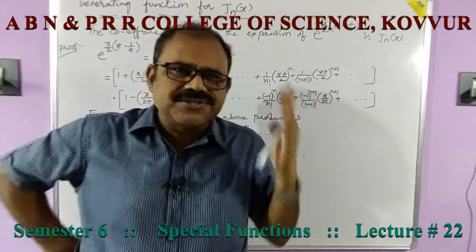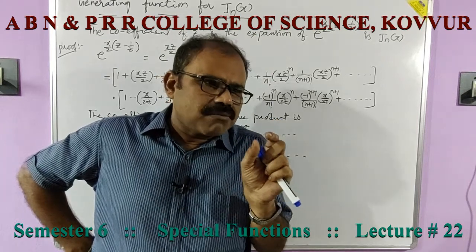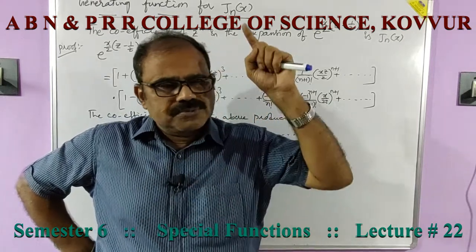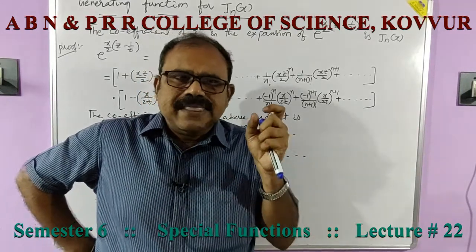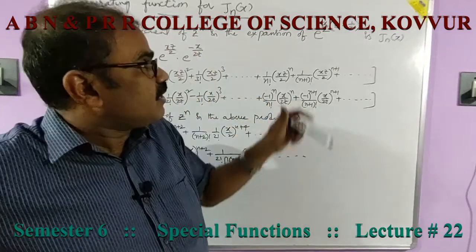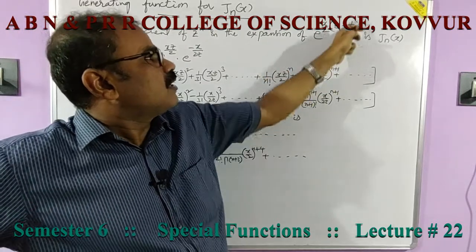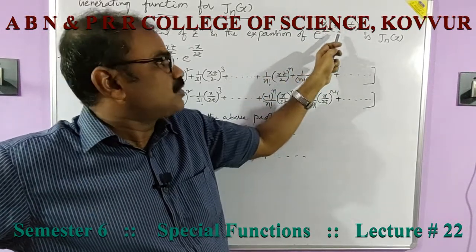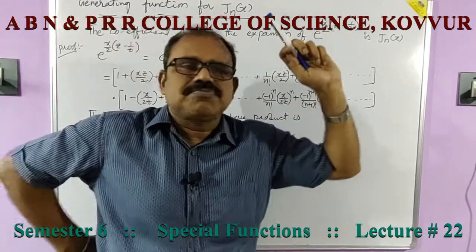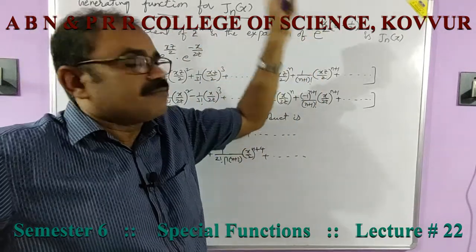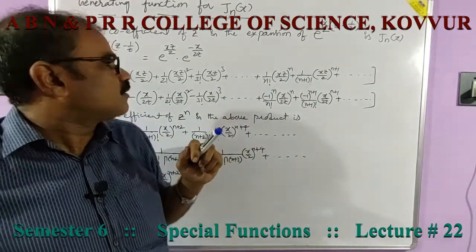As we have seen in Legendre's polynomial, the function we have taken is (1 - 2xh + h²) to the power of minus 1/2. We expanded it, and picked up the coefficient of h^n. In the same way, expand this function e to the power of (x/2)(z - 1/z), and pick up the coefficient of z^n. So let us prove this. First of all, expand this one.